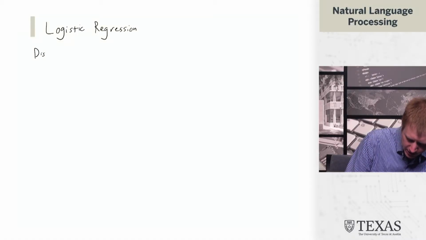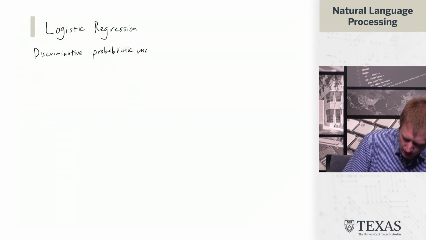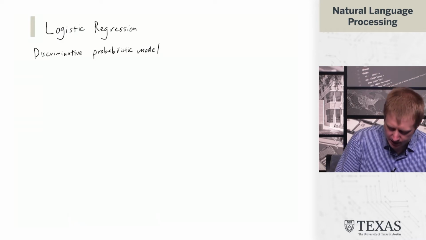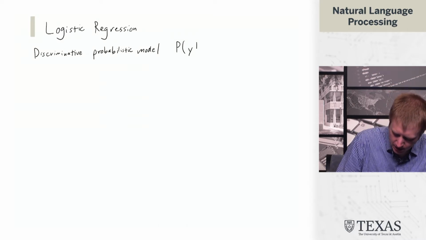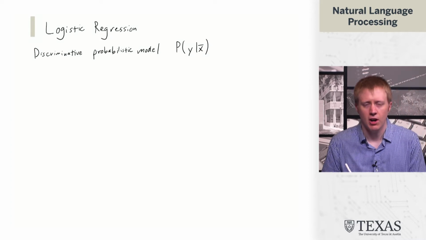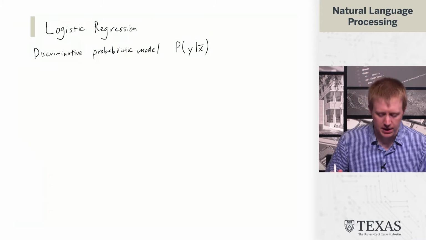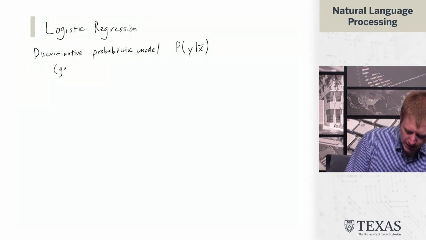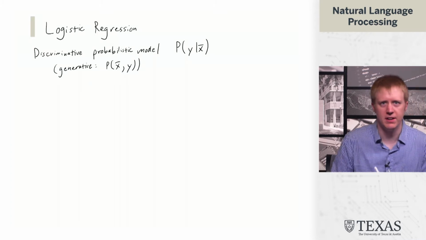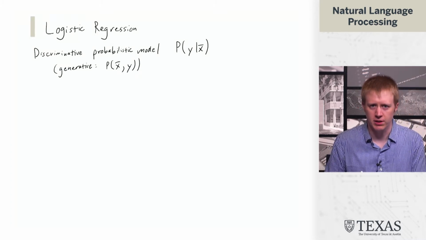So logistic regression is what we call a discriminative probabilistic model. And what this means is that it places a distribution P of y given x over labels conditioned on input data points. So the alternative to this would be a generative model, which looks like placing a joint distribution over P of x, y, rather than a conditional distribution.